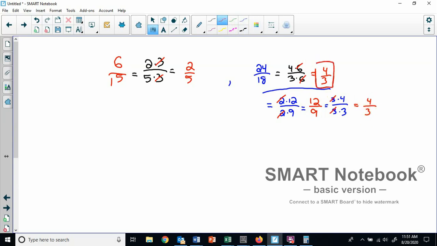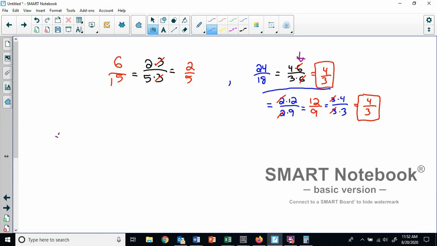And notice that even if you take a longer path, you still get to the same answer. So I will tell you this. It is faster and easier if you can think of the biggest number that divides evenly into both of them. If you do not, you can take it in steps like I did on the bottom half here. Okay? So let's do another example.